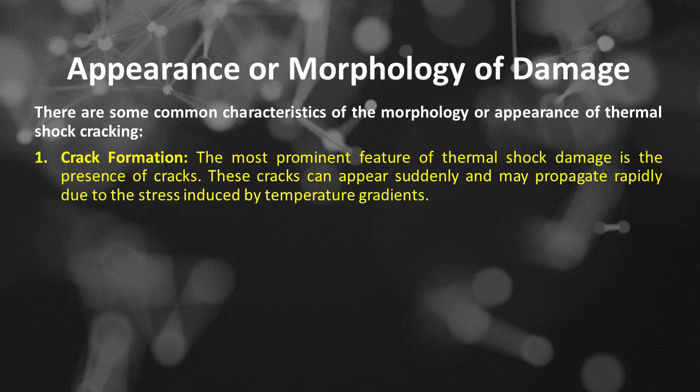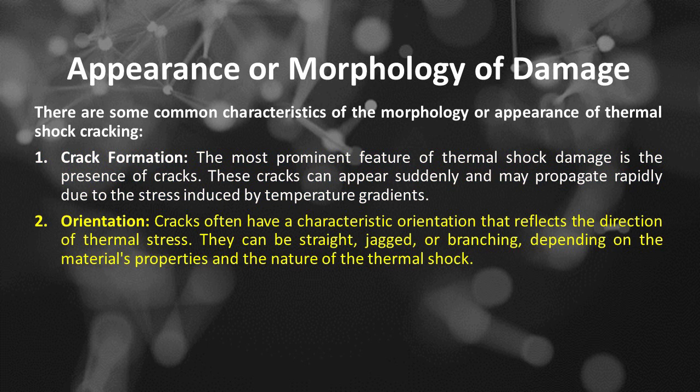Number 1 is crack formation. The most prominent feature of thermal shock damage is the presence of cracks. These cracks can appear suddenly and may propagate rapidly due to the stress induced by temperature gradients. Number 2 is orientation. Cracks often have a characteristic orientation that reflects the direction of thermal stress. They can be straight, jagged, or branching, depending on the material's properties and the nature of the thermal shock.